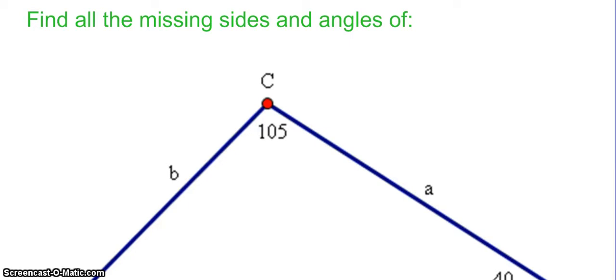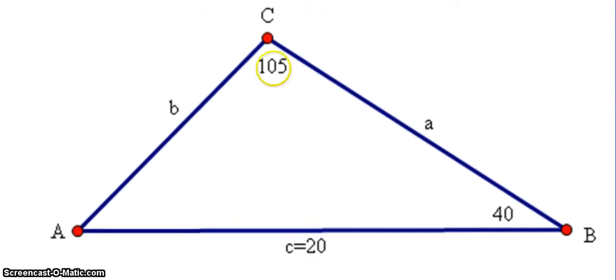So, I want you now to apply the law of sines to this problem. So find the missing sides and angles. We have angle C, side c, and angle B. So I want you to find side a, side b, and angle A. Pause the video and do that. Unpause when you are ready to check your work.